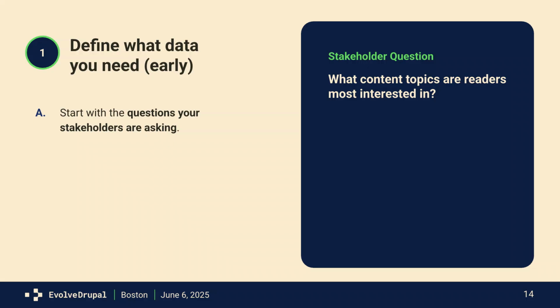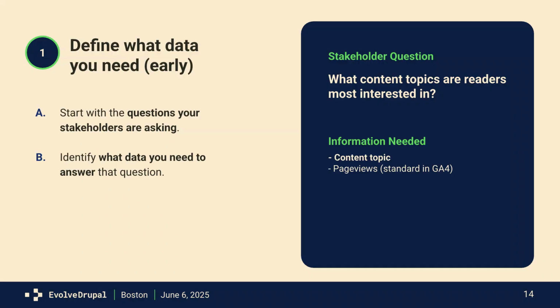So you start with the questions that your stakeholders are asking, right? So in this case, one of the questions was, what content topics are readers most interested in, right? And then you identify the data that you need to answer that question. So content topics are probably the information that we need. And then what are they most interested in? And you can look at that with a lot of different metrics, right? Let's say in this case, page views. We know that's standard in GA4, but how do we get the information about the content topic?